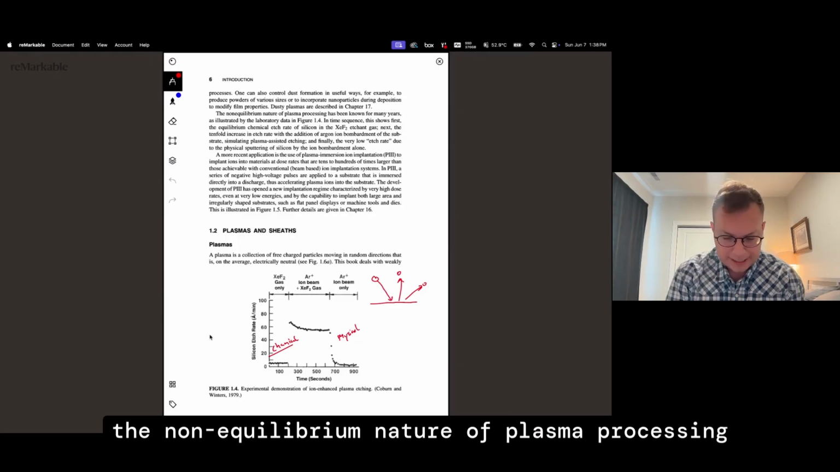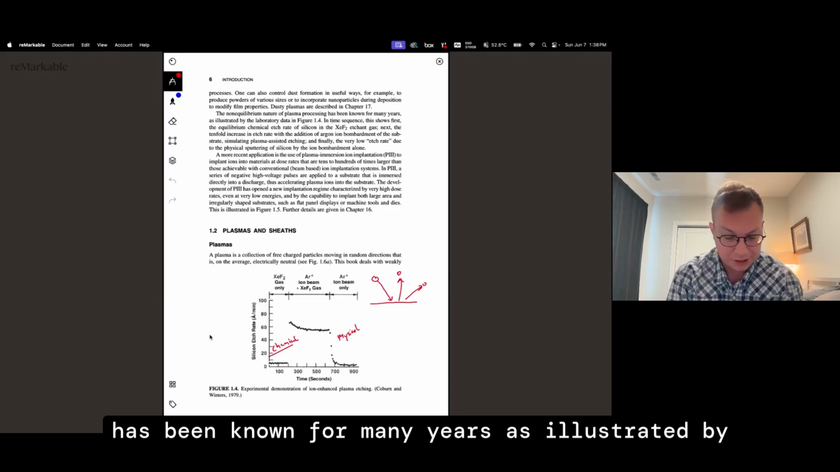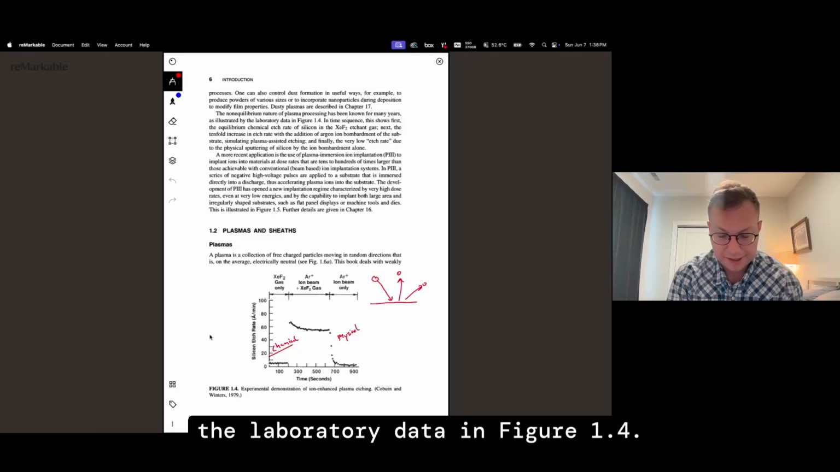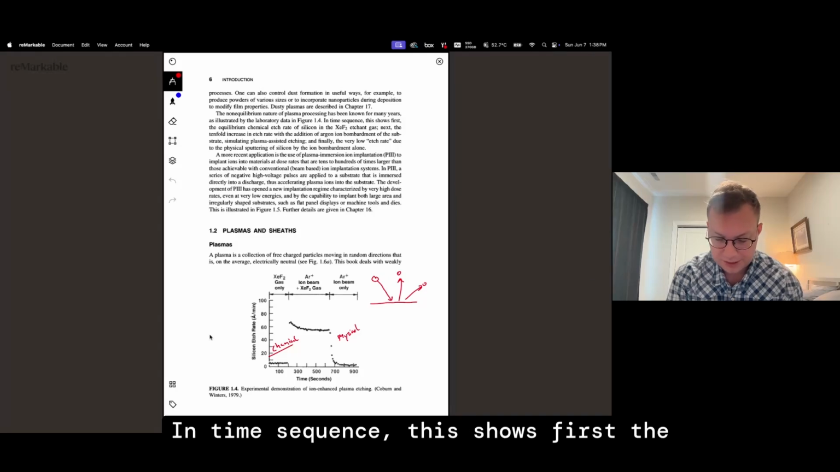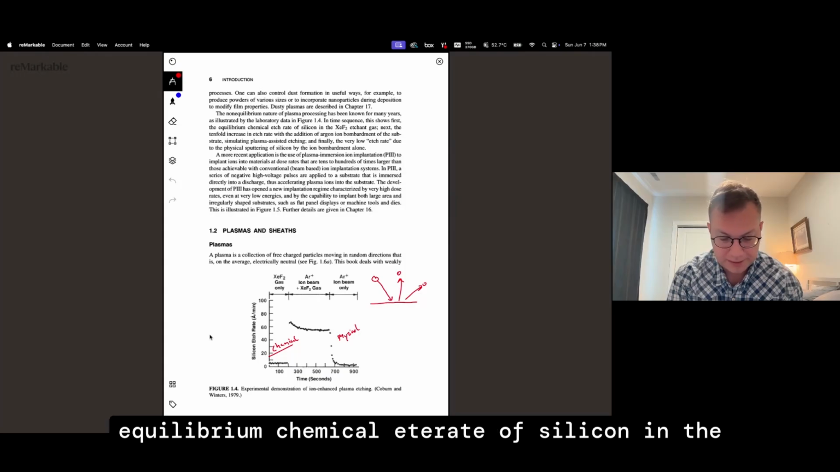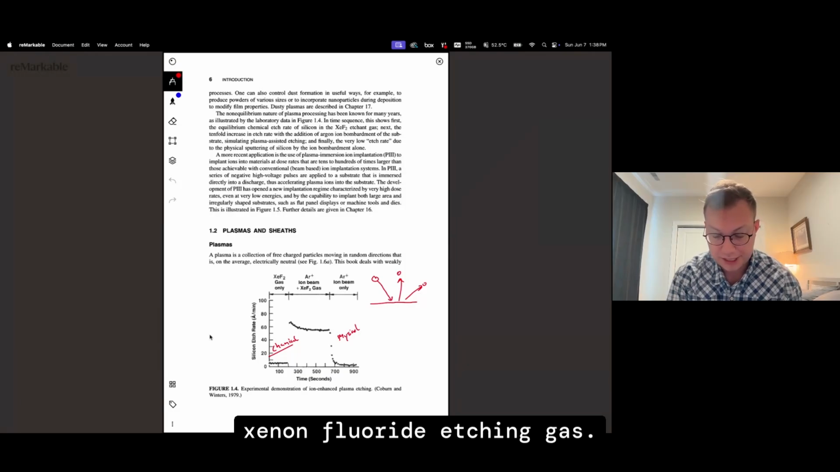Okay, continuing. The non-equilibrium nature of plasma processing has been known for many years, as illustrated by the laboratory data in Figure 1.4. In time sequence, this shows first the equilibrium chemical etch rate of silicon in the xenon fluoride etchant gas.